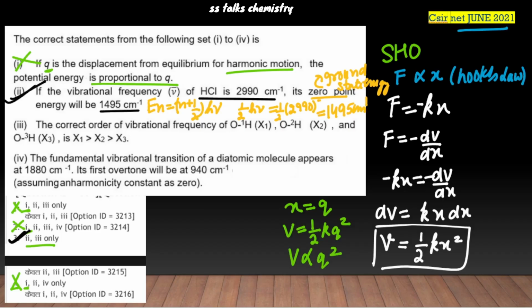Okay. Next, the correct order of the vibrational frequency for oxygen and protium, oxygen and deuterium, which is x2, and oxygen and tritium, which is x3. Their vibrational frequency order is being asked of us.